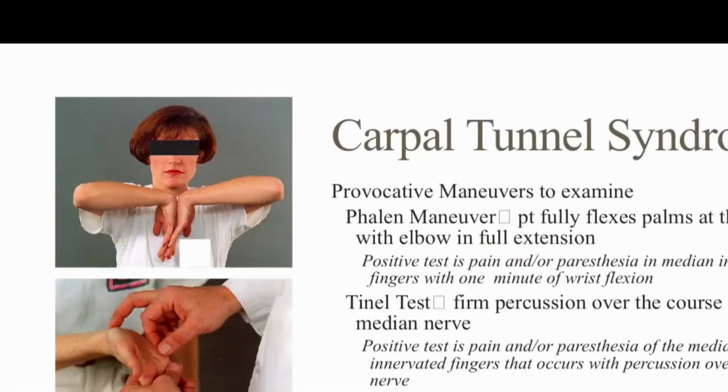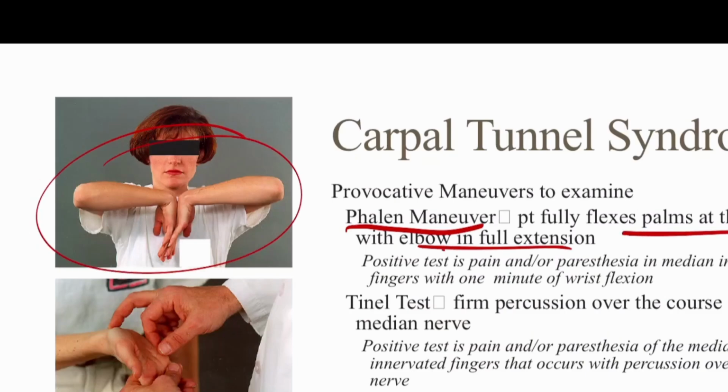Some tests that you can do to make that pain producible, to see if they actually have carpal tunnel syndrome. The first one's called the Phelan maneuver. Flex the palms of the wrist with elbows in full extension. A positive test is pain or paresthesias in that median nerve distribution. The next one is called the Tinel test. Firm percussion over the course of that median nerve, and a positive test will be pain elicited. Okay?